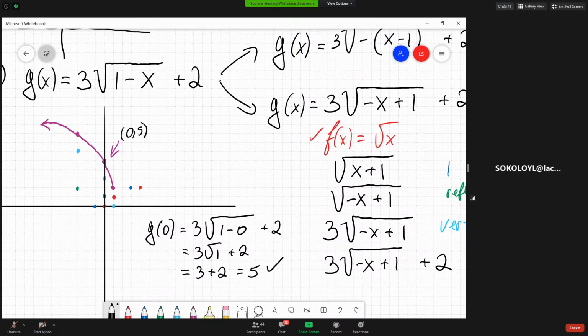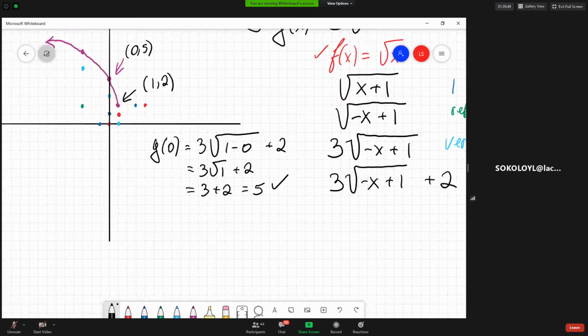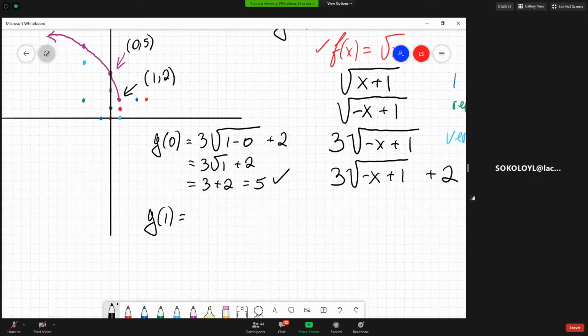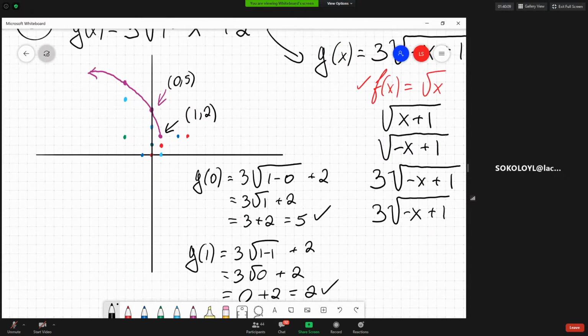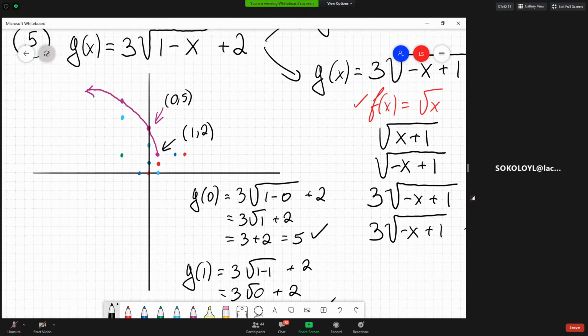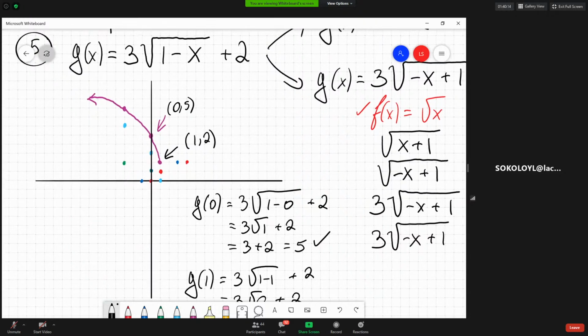Let's maybe check one more point. Let's check this guy out. The point here is 1, 2. Let's see if we get that. G of 1, 3 square root of 1 minus 1 plus 2, square root of 0. That's 0. So we got that. So again, it's not necessarily that everything is correct, but at least it gives me a little bit of peace of mind that what we have is correct. So this would be our final version here.